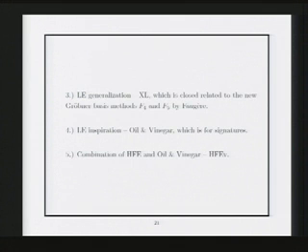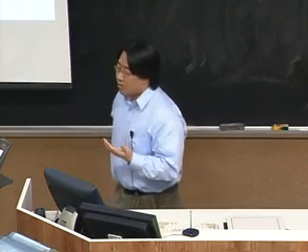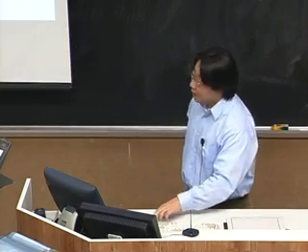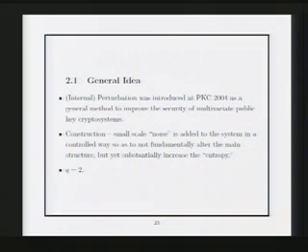Okay. Now I would like to start the second part. It's internal perturbation. Internal perturbation is a new idea we developed recently, and the purpose of this is to increase the security of the system and therefore increase the efficiency of the system. Okay, what is the general idea? So perturbation originally is an idea from physics. What do you mean by perturbation?